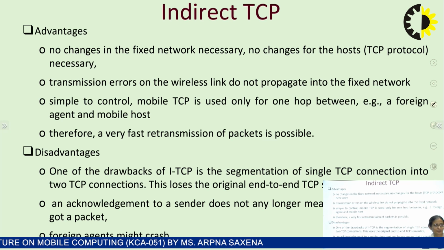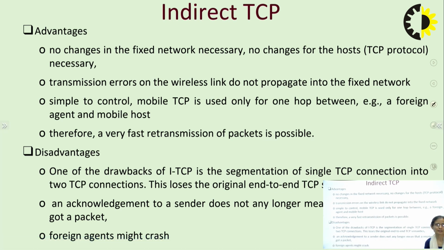So what are the advantages of I-TCP? No changes in the fixed network are required. No changes for the host. Transmission errors on the wireless link do not get reflected in the fixed environment. Simple to control. Mobile TCP is only used for one hop between, for example, the foreign agent and the mobile host. Therefore, a very fast retransmission of packets is possible because all the retransmission of packets is being done at the FA. But it has its own disadvantages also.